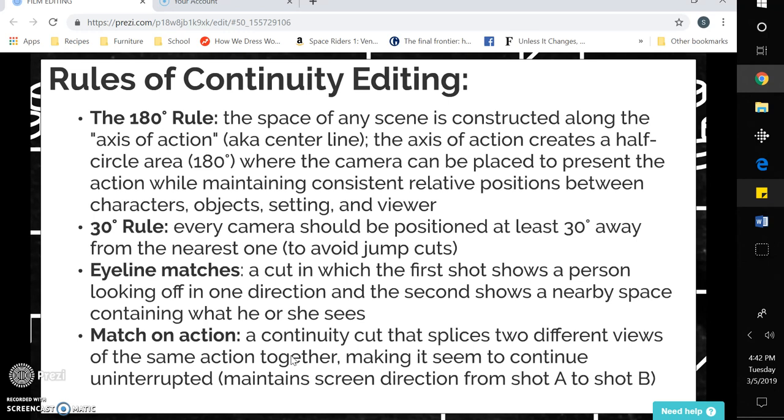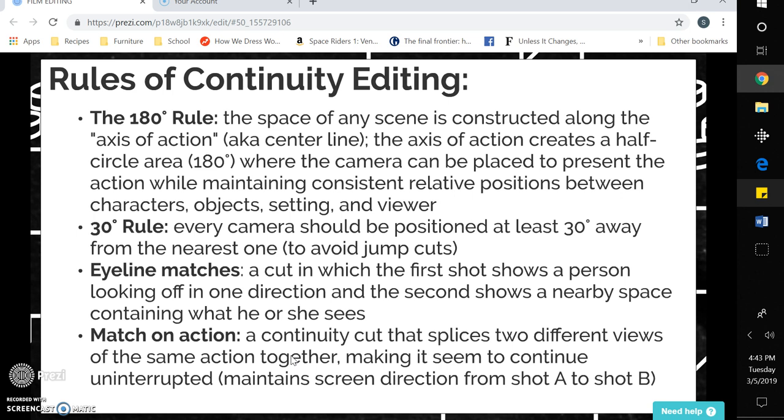Unless you have those cameras 30 degrees apart from each other in that semicircle, you're going to have what's called a jump cut. You're also going to want to make sure that you use a technique called eyeline matches. Now, this is a cut where the first shot, shot A, shows a person looking off in one direction. The second shot, shot B, shows a nearby space containing what that person sees. This is where eye lines match up.